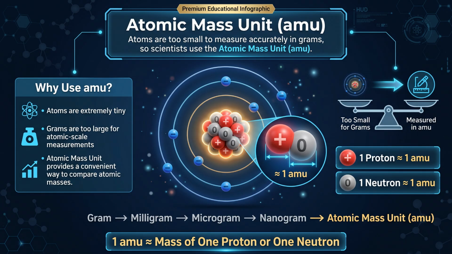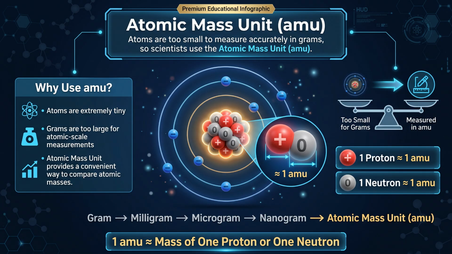A useful way to visualize this is to imagine measuring the weight of a single grain of sand. Using a large industrial weighing machine would not be practical because the grain is far too light. Instead, you would need a much more sensitive instrument designed for tiny masses. In the same way, grams and kilograms are suitable for everyday objects, but atoms are so incredibly small that scientists needed a specialized unit, the atomic mass unit, to measure them accurately.